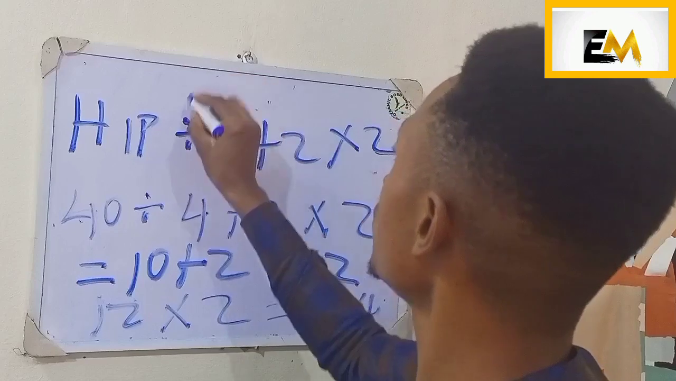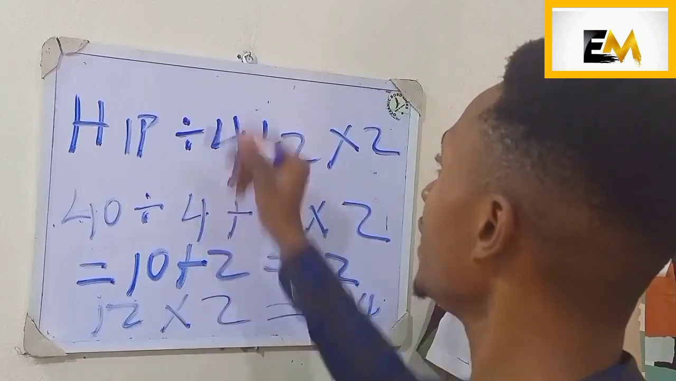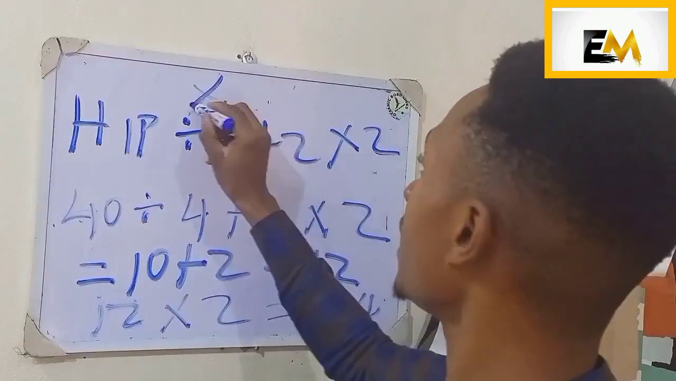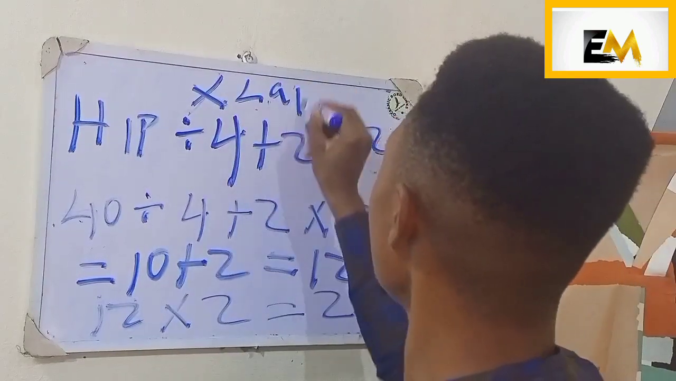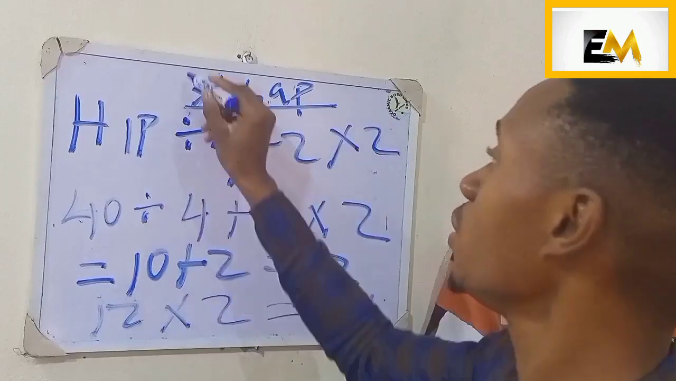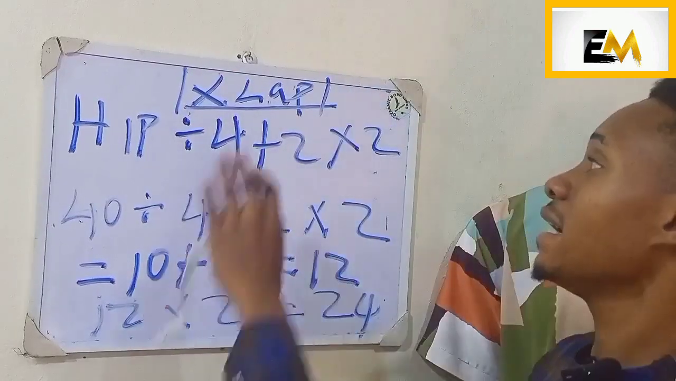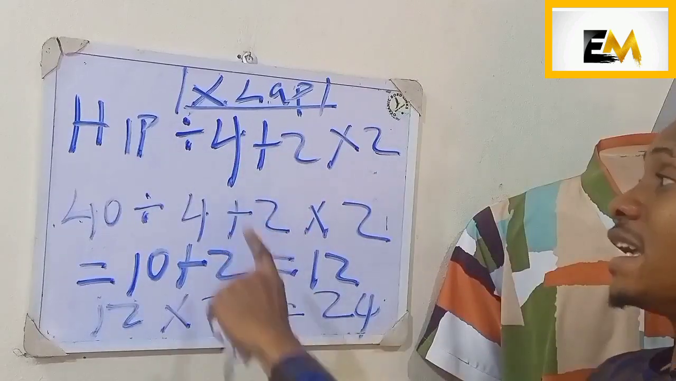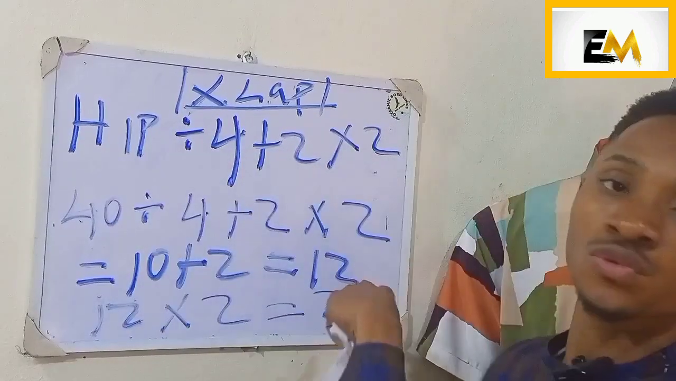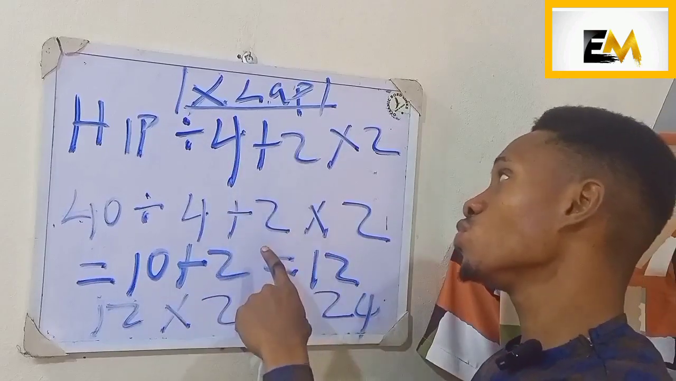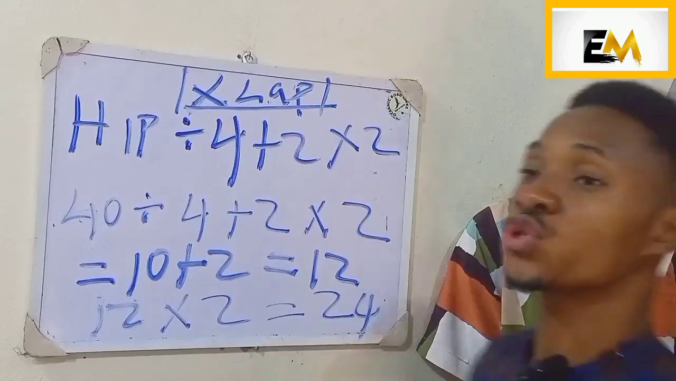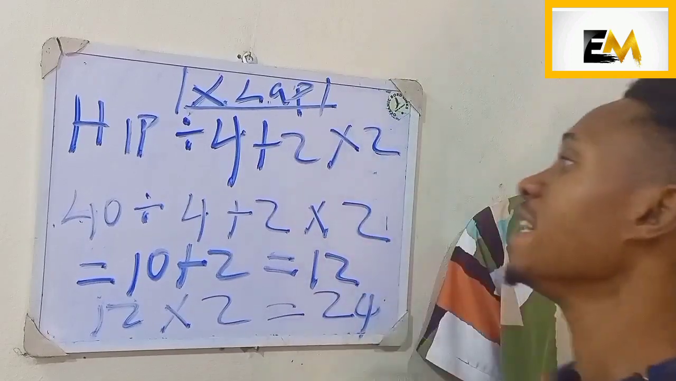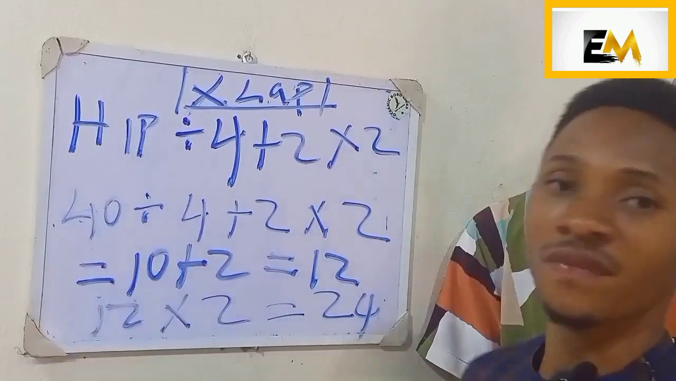Let me use X. Forgotten lap. X lap, lap or tie, whatever you call it in your own way. X lap, that is forgotten lap. This is the formula you need: hip divided by 4 plus 2 times 2. It will give you something exactly or something a little bit more than your measurement. In the case of hip, it's still the vice versa.